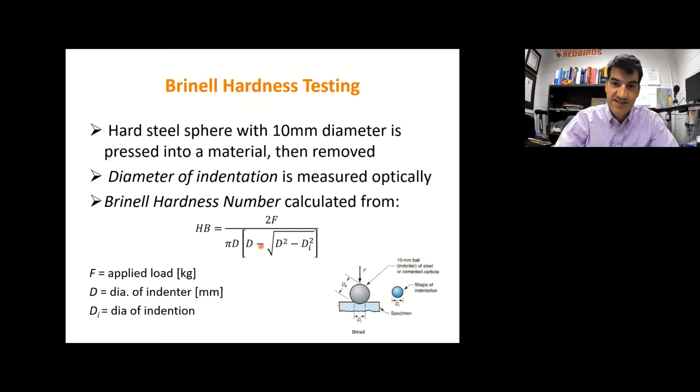And then D is the diameter of the indenter, which is 10 millimeters. And then D sub I is the diameter of the indentation. So you have to be able to pretty accurately measure the force that you're pushing the sphere into the specimen with and the diameter of that indentation, because your accuracy of your reading here depends on your ability to accurately measure these two things.